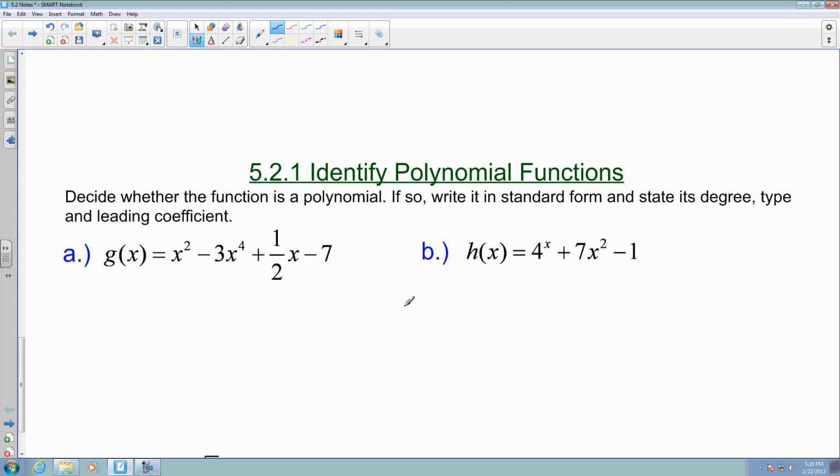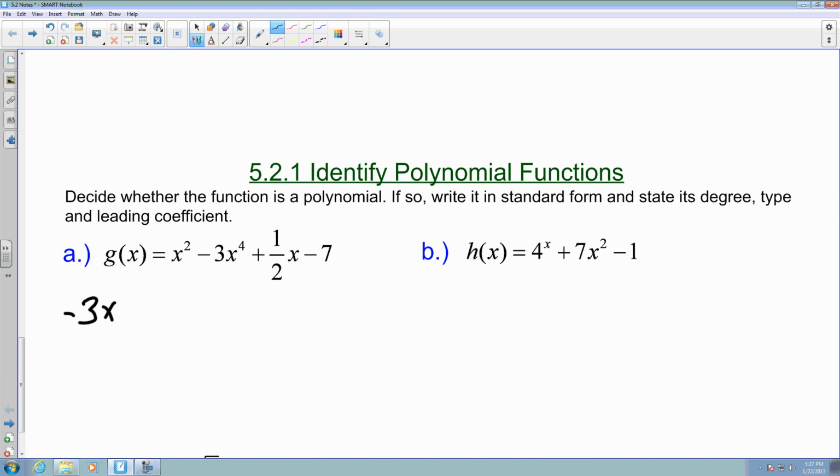So if I look at A, I have g of x equals x squared minus 3x to the fourth plus 1/2 x minus 7. It has no negative exponents. It has no variables as an exponent, so I can say that this holds true. If I was to write this in standard form, my largest degree is to the fourth power, so that's what I'm going to start with.